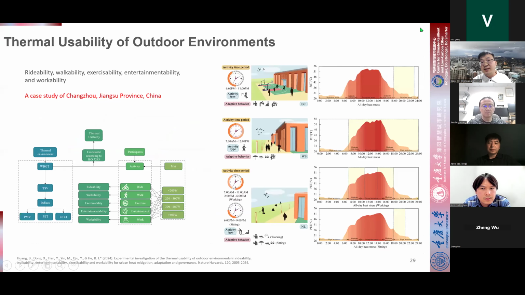We assess the heat stress, tailoring it to different kinds of activities and different areas, like the sporting course and also the walkable roads, and when people are on the grass or working in these areas, to assess the heat stress and tell people the time for their activities and so on. Yeah, I think that's all my presentation. Thank you so much.